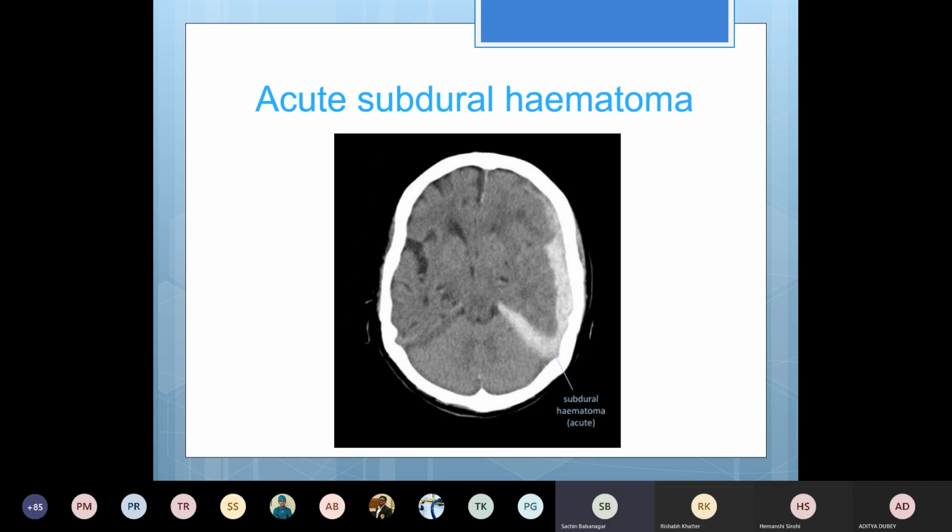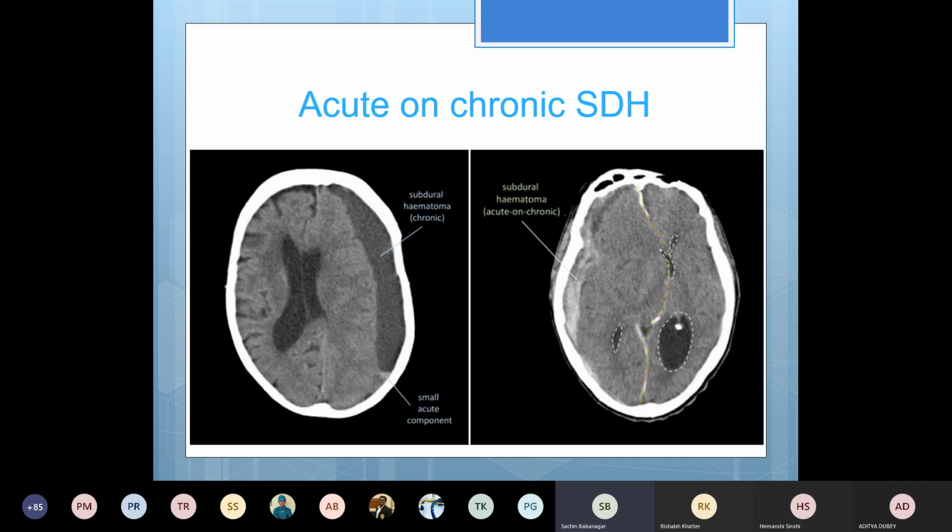Remember the age, the history, and associate all that, and also correlate. Look for any fractures also. Usually fractures are associated with extradural hemorrhages because of the trauma. Okay, and here you have a chronic subdural hemorrhage, but a small amount of acute hemorrhage on that. So this is acute on chronic SDH, subdural hemorrhage. This is on the left side, this is mass effect, right side, midline shifted to the right side. This is right, this is left.